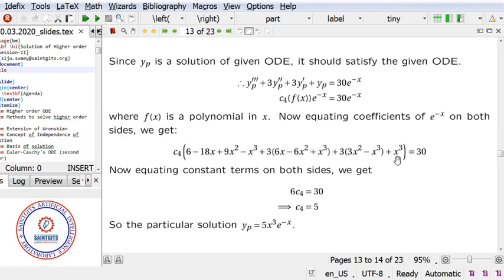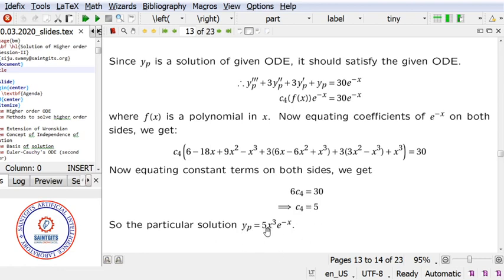But remember, in this equation the right side is a constant. So we have to compare the constant on the left side. The left side constant is nothing but 6 into c4. 6 into c4 is equal to 30. So c4 is equal to 30 by 6, that is 5. The only arbitrary constant is c4. We calculate c4 here, so we substitute 5 in the place of c4 in this equation.